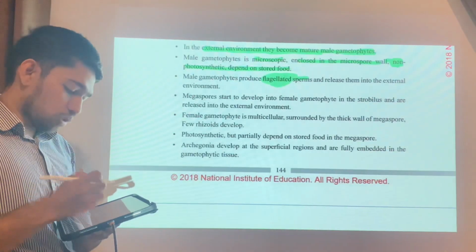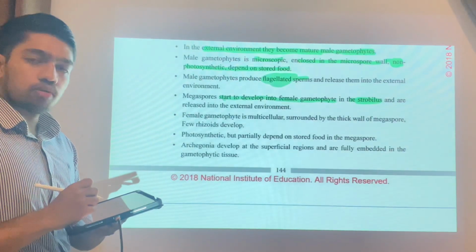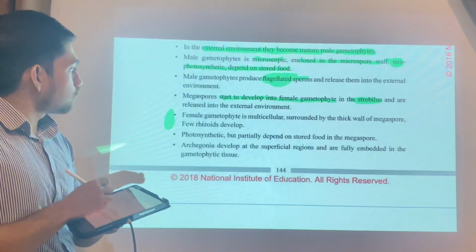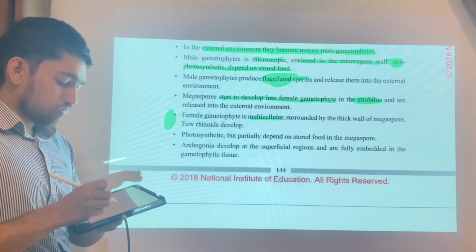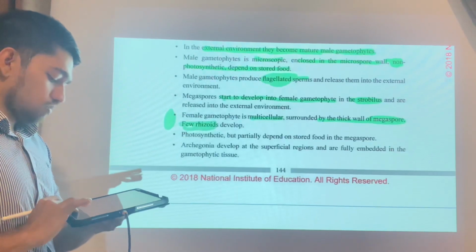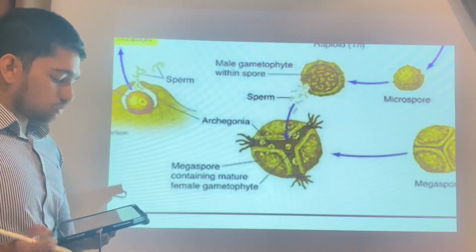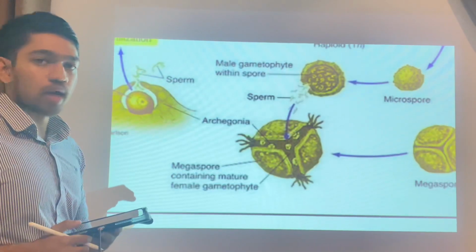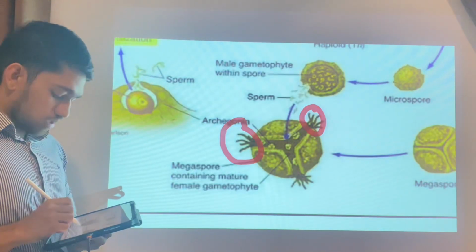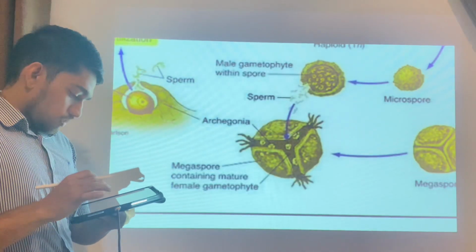So megaspores start to develop into the female gametophyte already in the strobilus, right? Then they are released to the external environment. So this is a description about your female gametophyte. They are multicellular, surrounded by the thick wall of the megaspore, and a few rhizoids can be there. Rhizoids are similar to roots that will help in absorption of some nutrients and also for some anchorage, right? So these are the rhizoids. Can you see? These are the rhizoids in the female gametophyte. Okay.